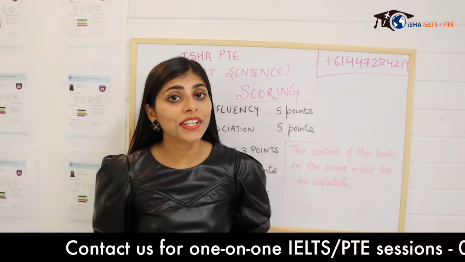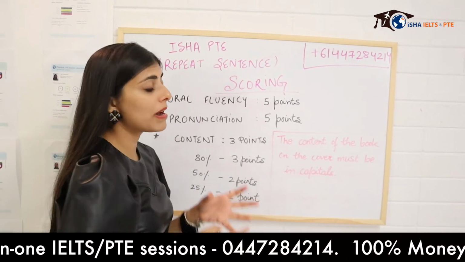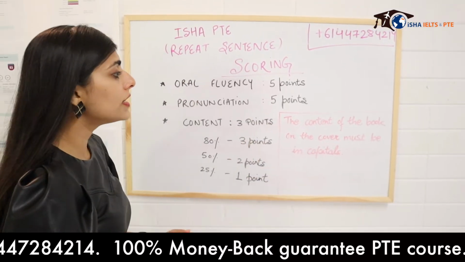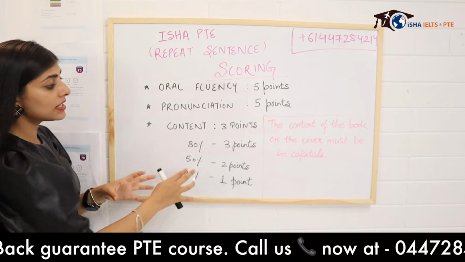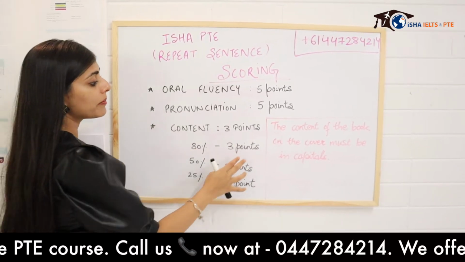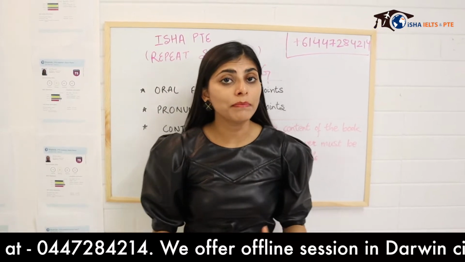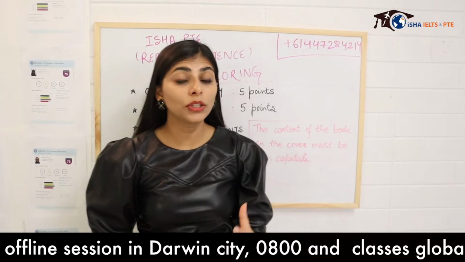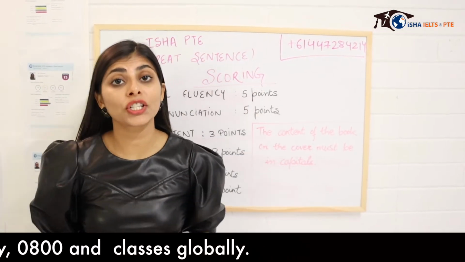Alright, so now what she said is that the content of the book on the cover must be in capitals. Now let's understand the concept. Like I said, if you speak 80% of the sentence correct, then also you will be able to get 3 points. Now I will give you one sample of what most of the students will do in order to recollect it, which is actually not the correct way to do it.